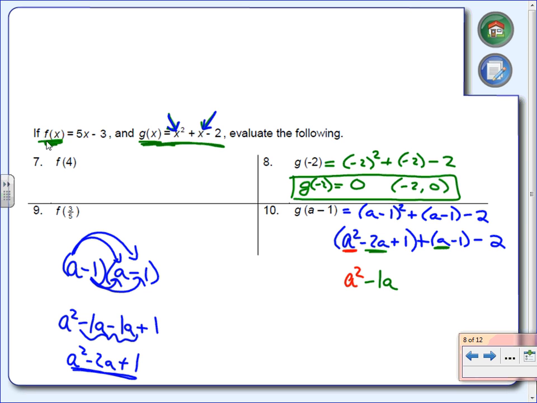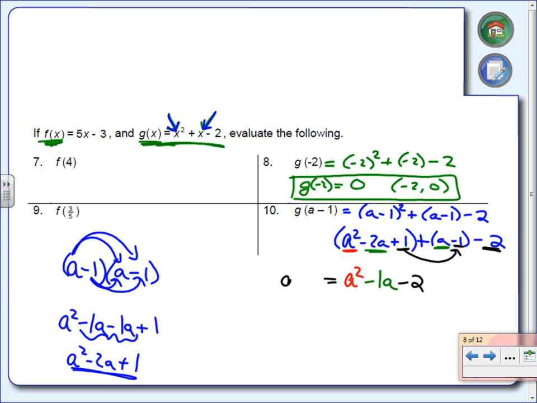Now what I have are these terms right here called constants. I need to combine those. So let me start right here. This one plus this negative one. What's 1 plus a negative 1? 0. I'm going to take that 0 and I'm going to subtract 2. So 0 minus 2 would be a negative 2. So at this point I've got a squared minus a minus 2. Notice there are no like terms anymore, which means I'm done.